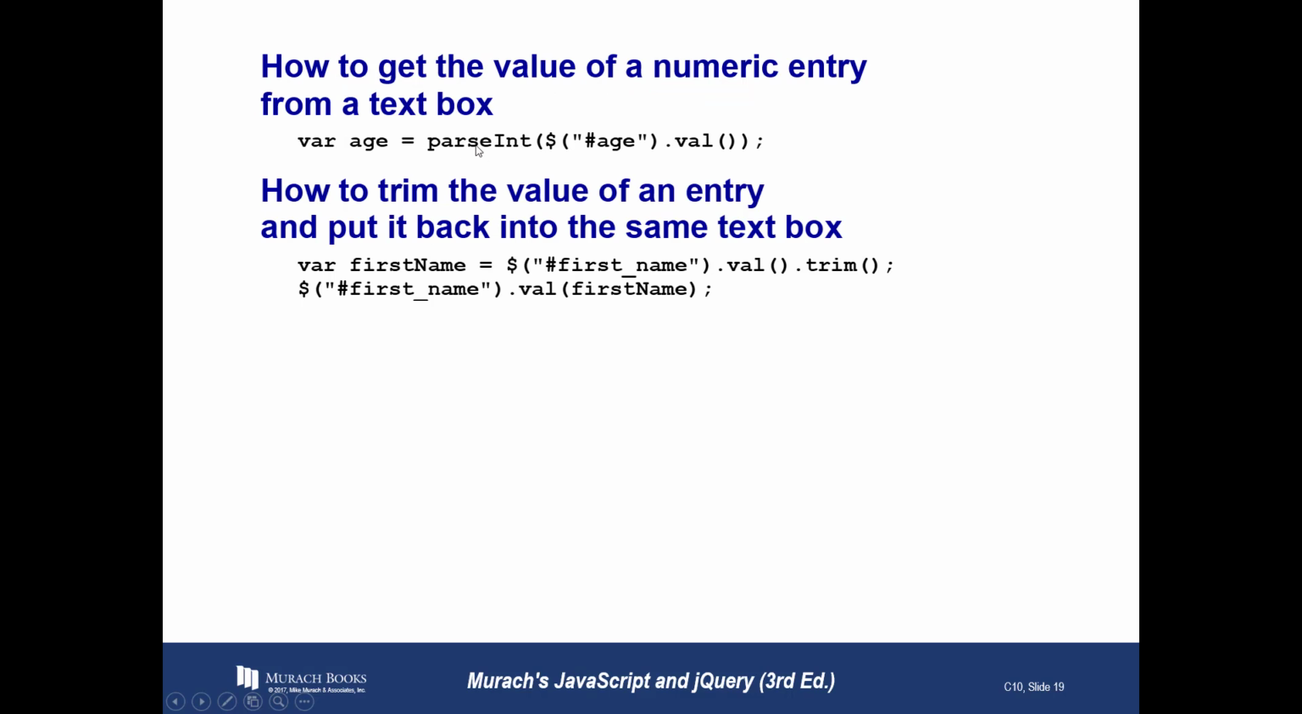Here is an example of how to get a value out of a text box, or, I should say, not a text box probably, but something with an ID of age. You want the value, and you're attempting to parse it into an integer and put it into age. Here we're trimming the value.